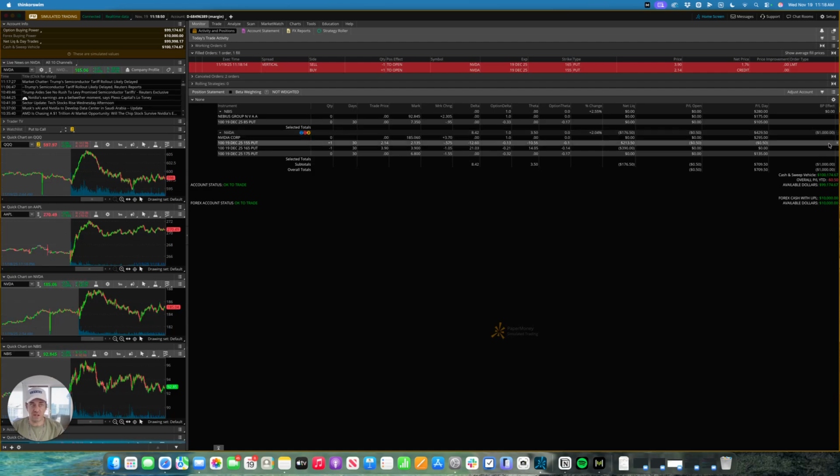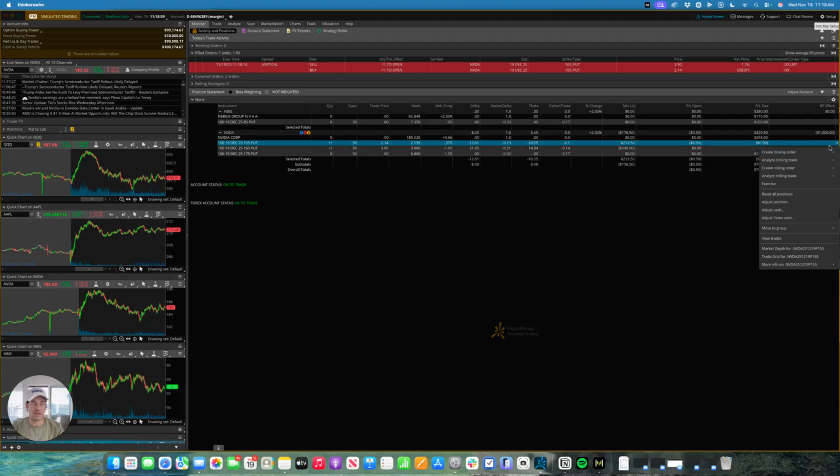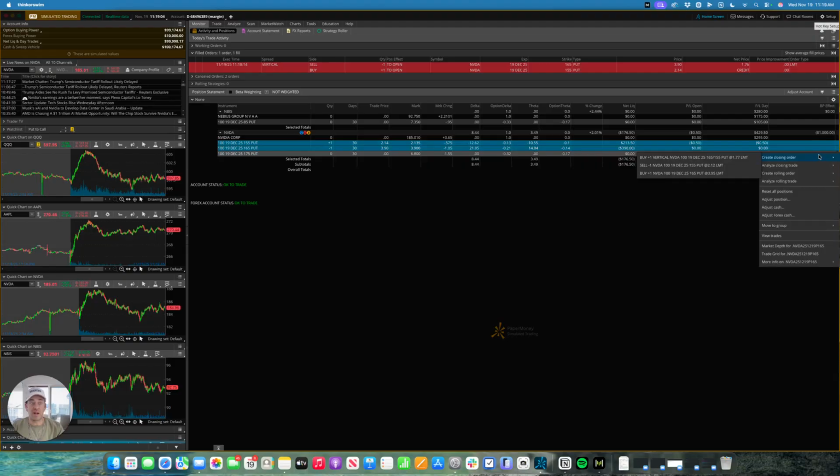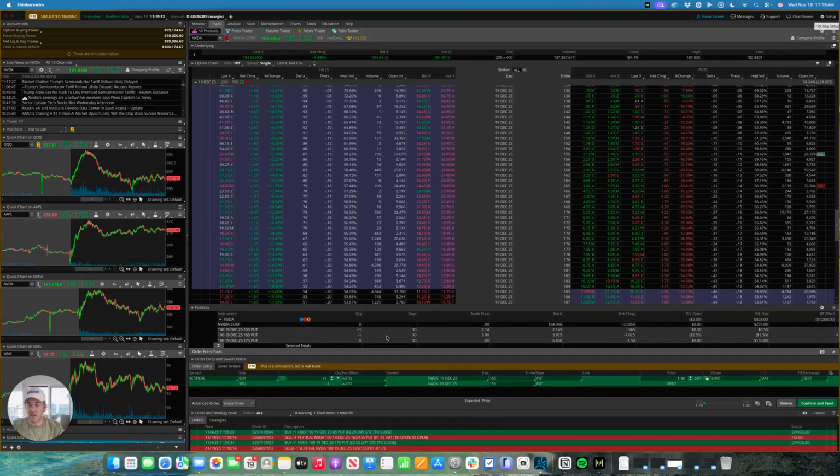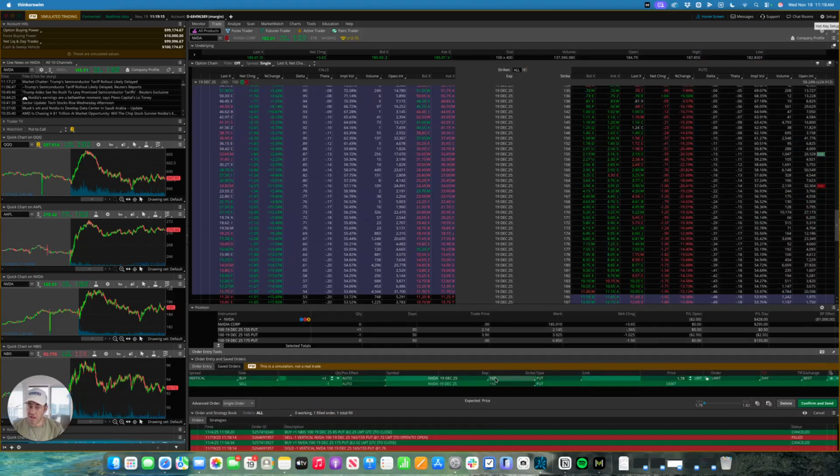To close this, we hit shift here to get both of these contracts. While you're highlighting both the contracts and holding shift, this allows you to create a closing order. And you can do that for both legs. So now this is going to be buying the 165 and then selling the 155. That basically closes this and gets you back to even.